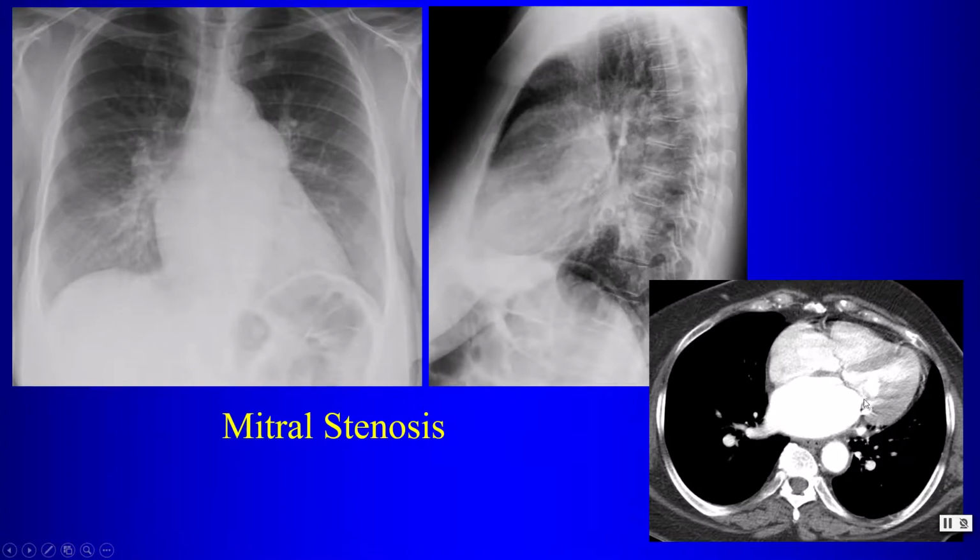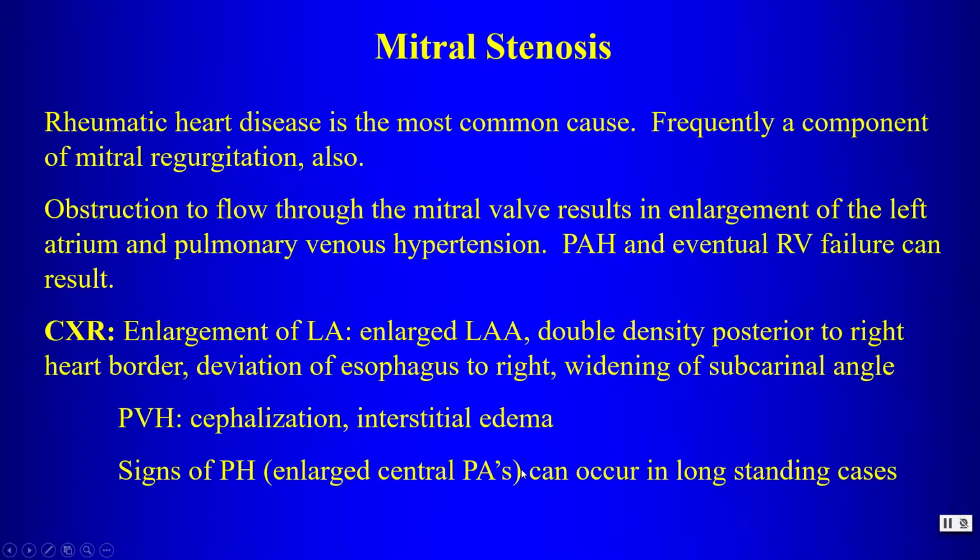So with mitral stenosis, these patients develop enlargement of the left atrium, develop pulmonary venous hypertension, and then secondarily develop, as a result of that, pulmonary artery hypertension. Rheumatic heart disease is the most common cause of mitral stenosis.